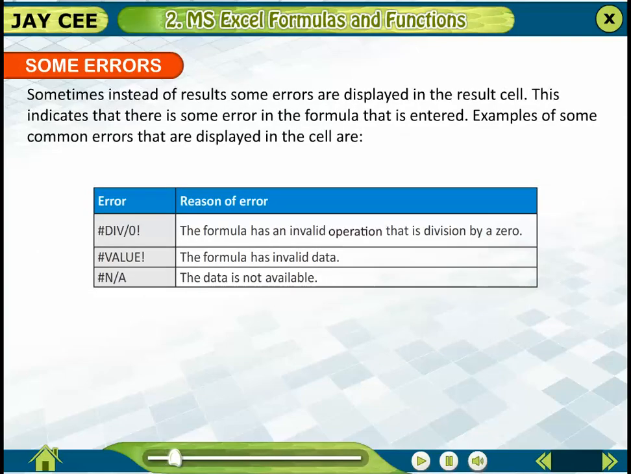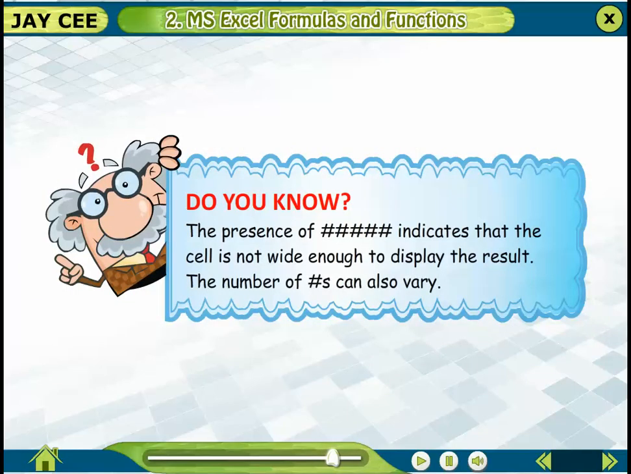Some errors. Sometimes instead of results, some errors are displayed in the result cell. This indicates that there is some error in the formula that is entered. Examples of some common errors that are displayed in the cell are error, reason of error. The formula has an invalid operation, that is division by zero. The formula has invalid data. The data is not available. Do you know? The number of the hashtags can also vary.